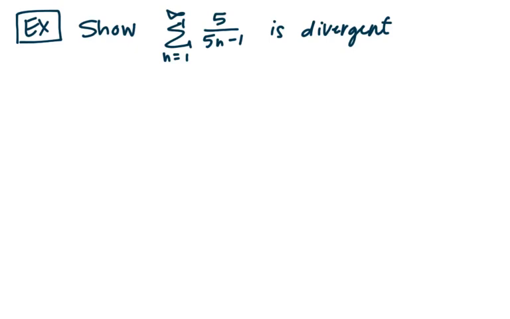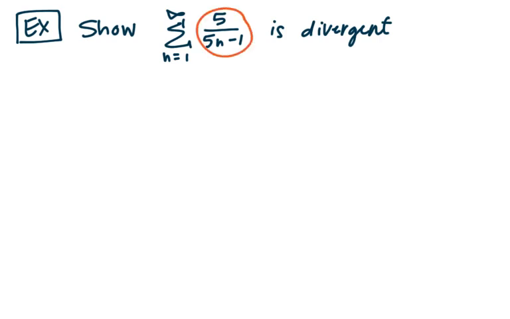So what we're going to do here is show that this series, the sum of 5 over 5n minus 1, is divergent. And if we want to show that it's divergent using the comparison test, I'll have to show that there's a series where all of the terms are smaller than it that also diverges. So we want to find a series whose nth term would be less than this nth term. And if we know that that smaller series is divergent, then the series that we're given here, 5 over 5n minus 1, would also be divergent.